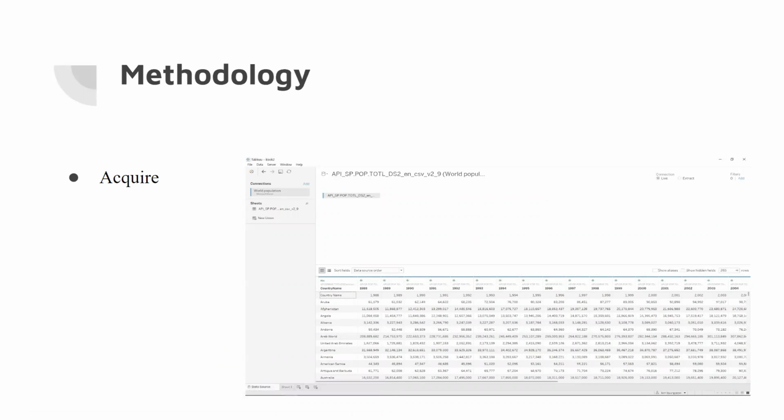For the methodology, we use the 7 stages of methodology. First is acquire. Acquire is to obtain the data, whether from a file, disk, or a source over a network. We use the Excel file from Kaggle, and we cannot open it using the Excel program, so we use Tableau to open the raw data. Next.